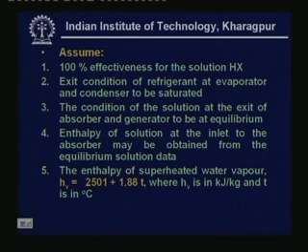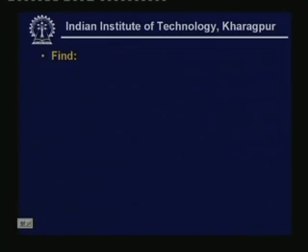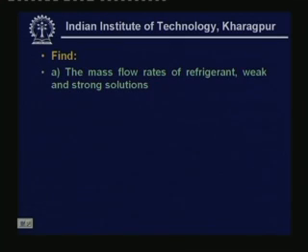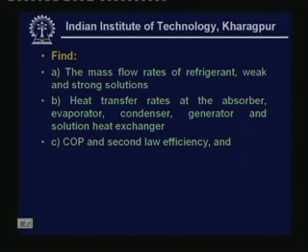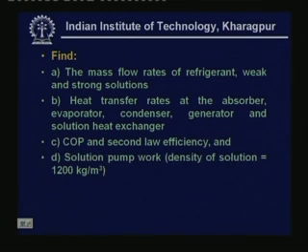So, this is the information given, and from this information we have to find out the mass flow rates of refrigerant, weak and strong solutions, heat transfer rates at the absorber, evaporator, condenser, generator and solution heat exchanger, COP and second law efficiency, and finally solution pump work. And for obtaining the solution pump work, we can take the density of solution to be constant at a value of 1200 kg per meter cube.